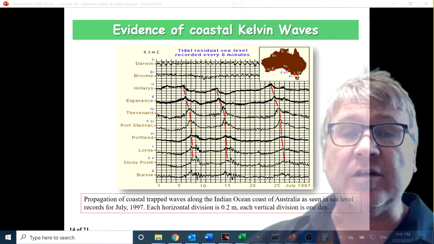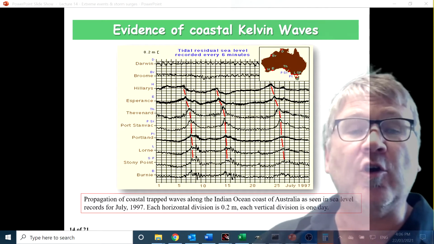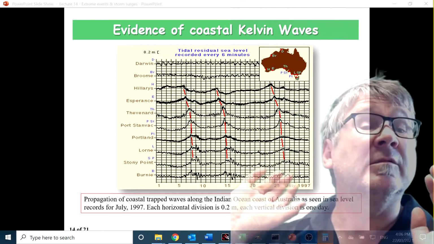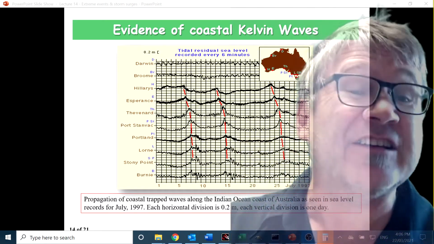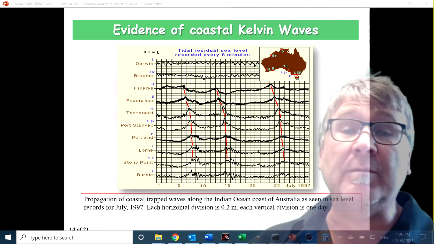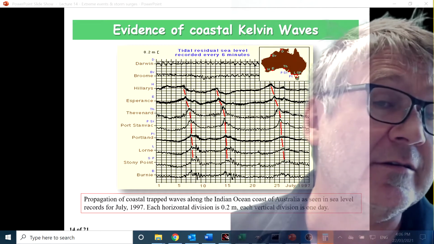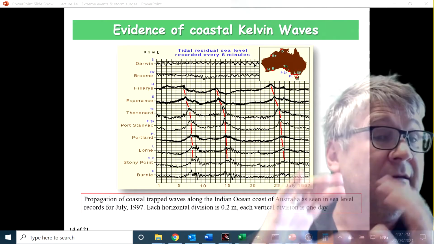Here's some evidence of coastal Kelvin waves propagating along the coast of Australia. The Australian continent is a large island, and these waves can only propagate around them until they dissipate or decay. And here are some examples.